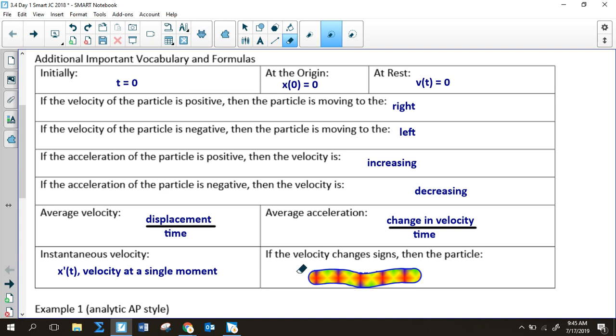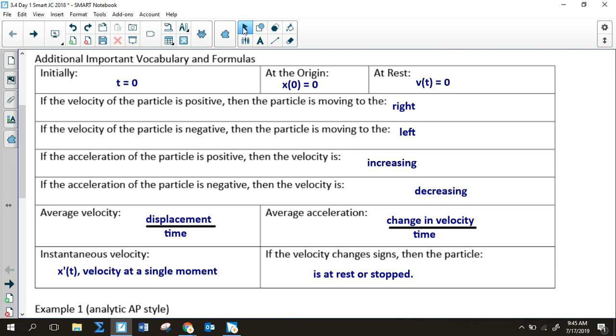And then keep in mind that if the velocity changes sign, that means the particle has stopped at some point in time. So if you go from a negative velocity to a positive velocity, in between those times the particle should have stopped or been at rest. Okay, that's a whole bunch of information. Like I said, pause the video if you need to, to make sure you've copied it down correctly.